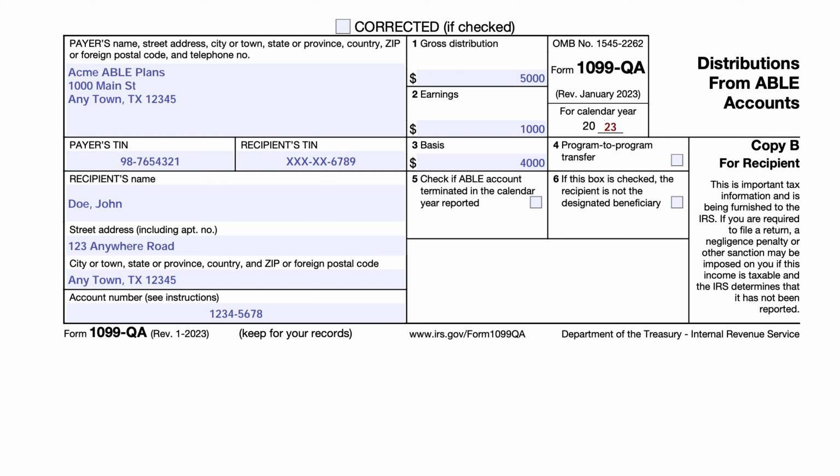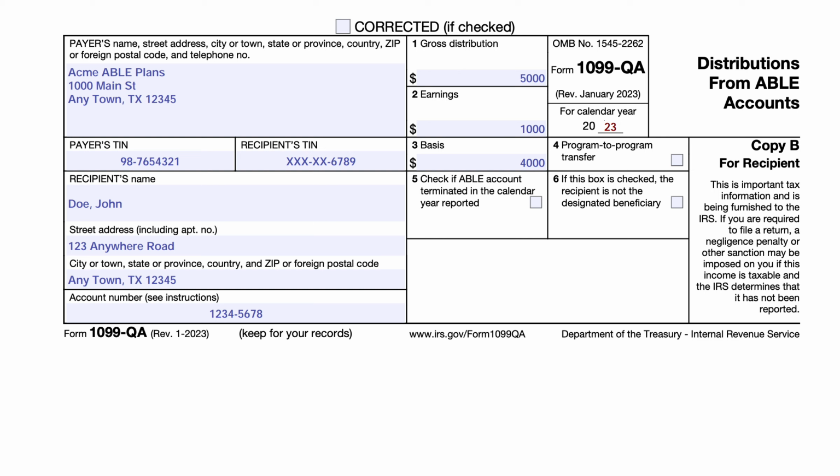And the intention of these accounts was to provide tax-free distributions from these accounts in order to help offset the cost of certain qualifying expenses. So we're going to go through this tax form because at the end of each year, whenever amounts are distributed from an ABLE account, which is what these accounts are known as, then they must be reported to the IRS.